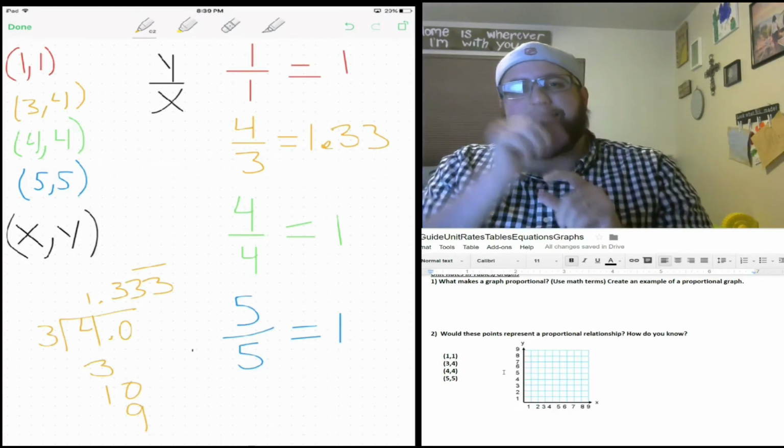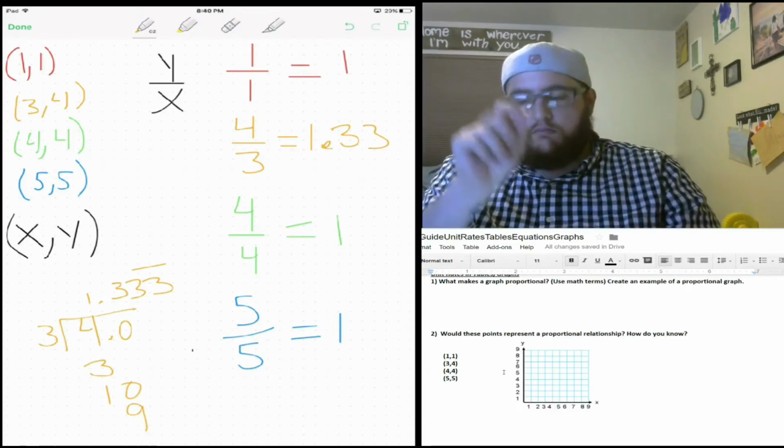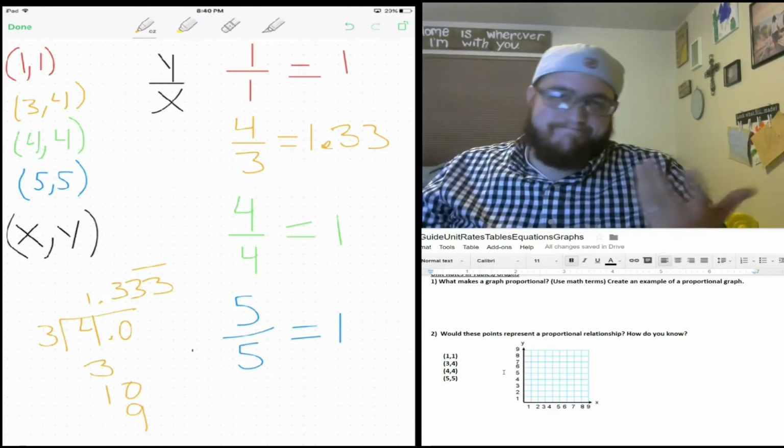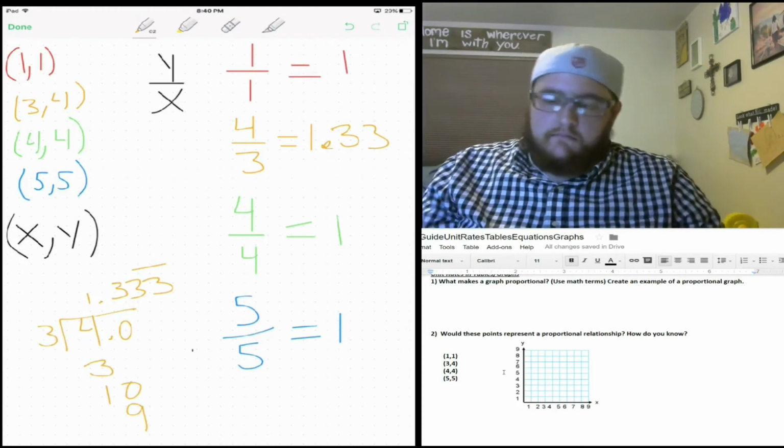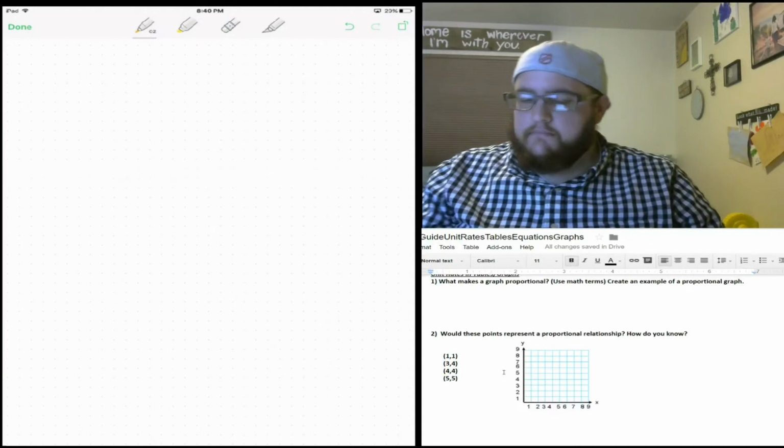So you'll notice that for each of our points, aside from the orange one, our unit rate is 1. Unfortunately, the unit rate for our orange point is 1.33 repeated. That would mean that this is not proportional. So we've gone ahead and verified this two ways. Let's go ahead and move on to number 3 now.